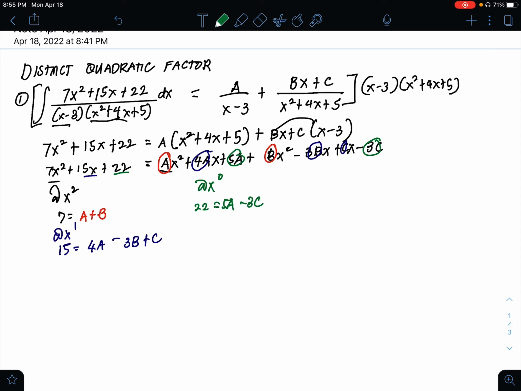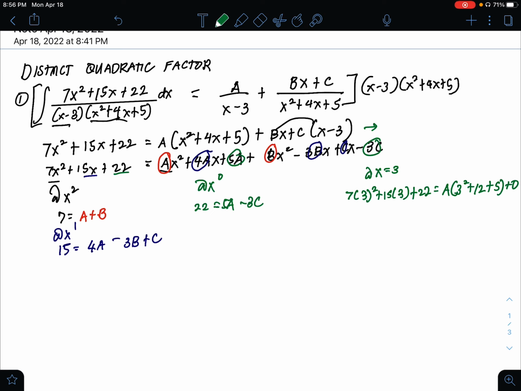Okay? So, how are we going to get the constants po dito? So, to get the constants, actually, pwede natin gawin at x is equal to 3. Try natin. At x equals 3, para ma-0 yung bx plus c, makuha natin si a. So, that is 7 times 3 squared plus 15 times 3 plus 22 is equal to, ito 0 na to siya, cancel out. So, ito is a times 3 squared plus 12, tama, plus 5 plus 0.